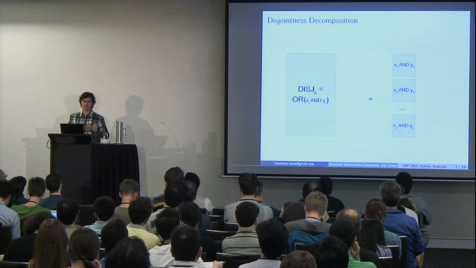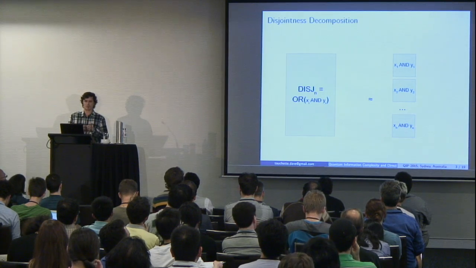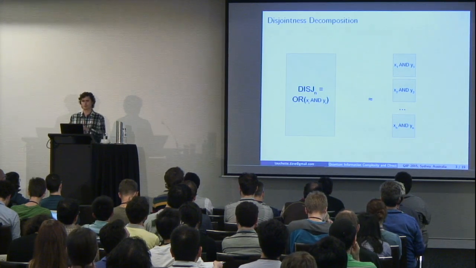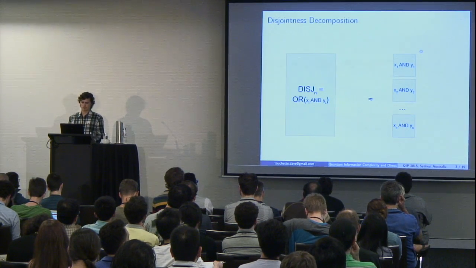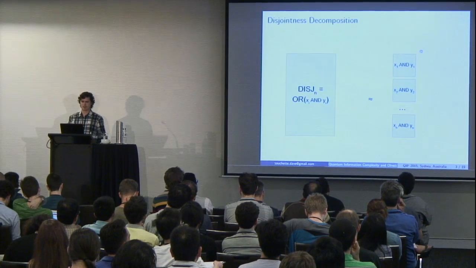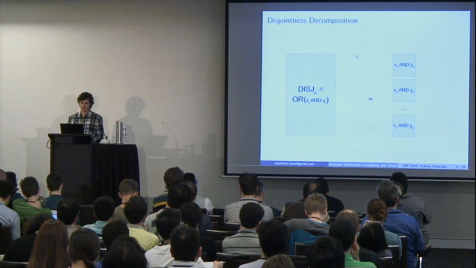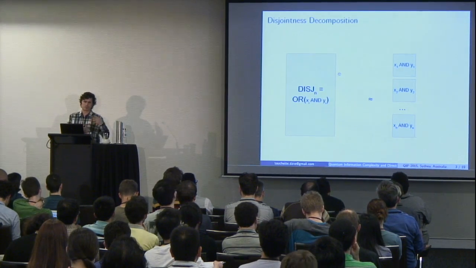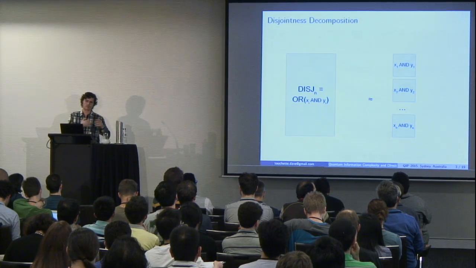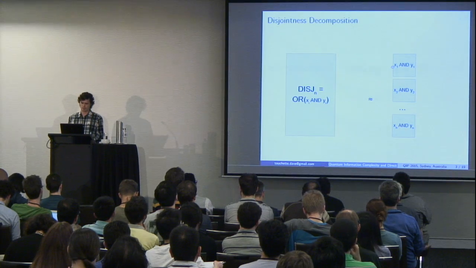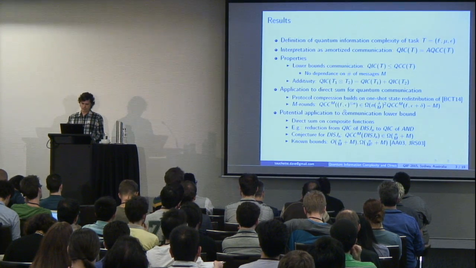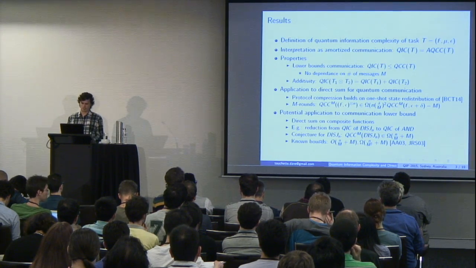Intuitively, you would think that to compute disjointness somehow requires you to compute separately each of the bitwise ANDs. Quantum information complexity enables you to formalize this, and we obtain a reduction from computation for disjointness in terms of n times computation of the AND function for some input distribution. And this leads to the following conjecture.